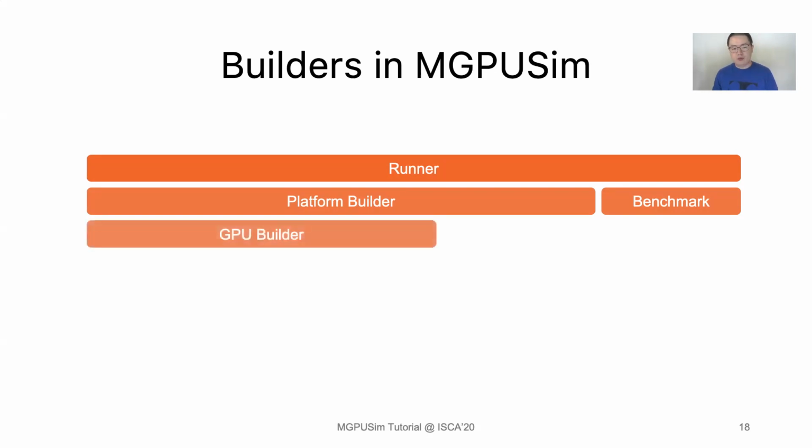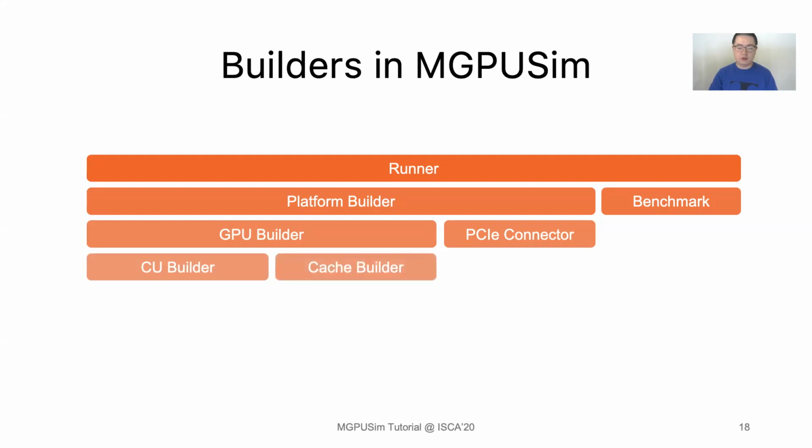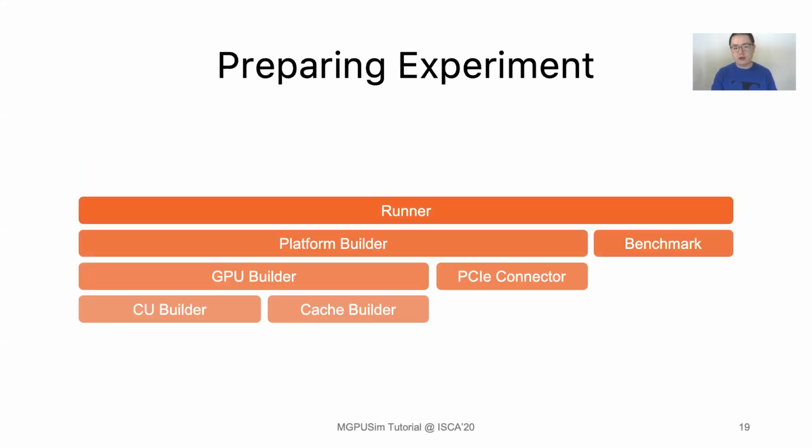The platform builder needs to call the GPU builder to build a GPU. And it also calls things like a PCIe connector to connect these GPUs together. When we build a GPU, the GPU builder calls the compute unit builder to build each compute unit. And we can also call the cache builders to build each cache component. And what if you want to modify this builder system? Do you need to modify this builder? We encourage you to copy and paste the existing builder and modify the duplicated builder.